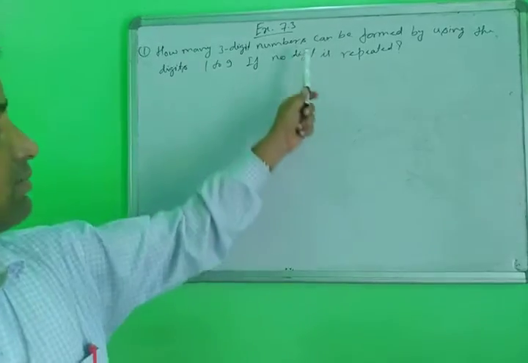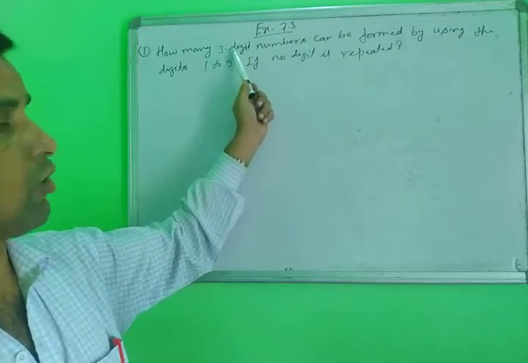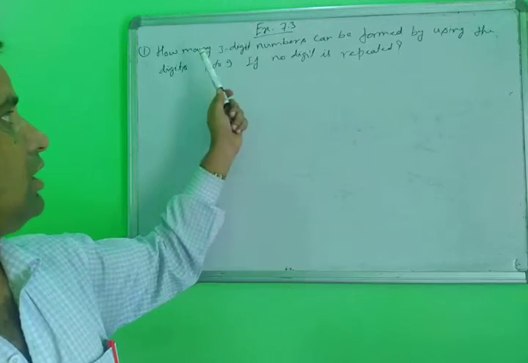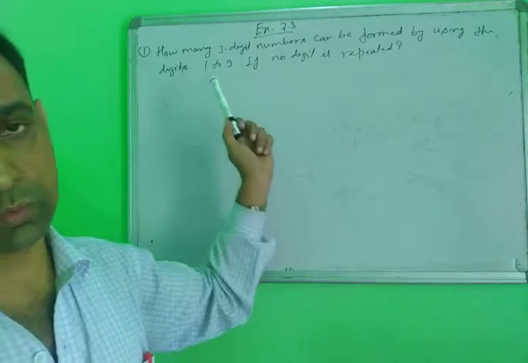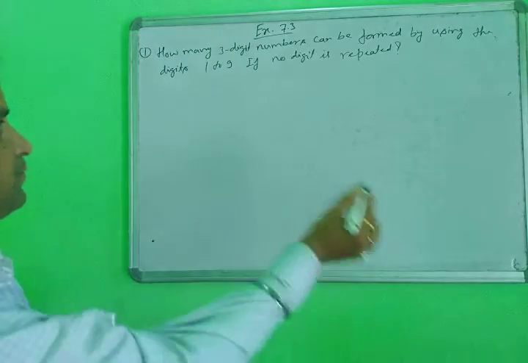The condition given here is that digits will not be repeated. A number will be formed, three-digit numbers, using the digits 1 to 9, not using the 0. Here we start the solution.